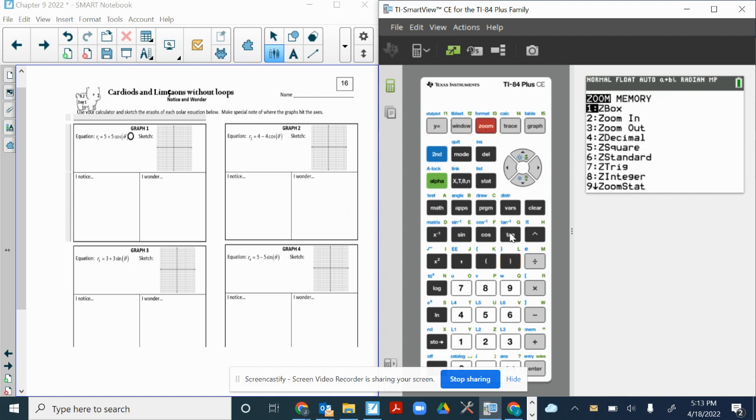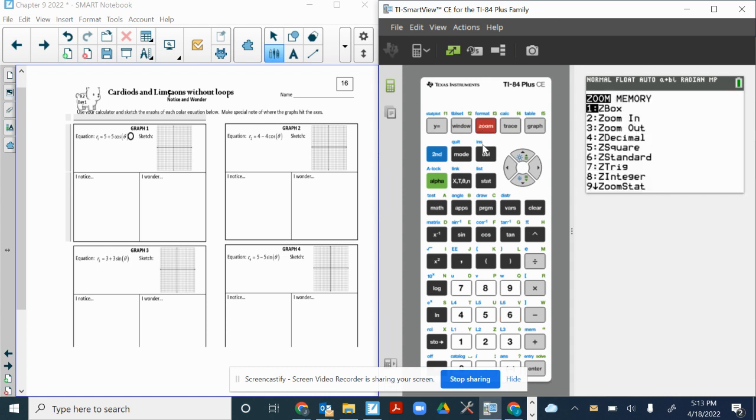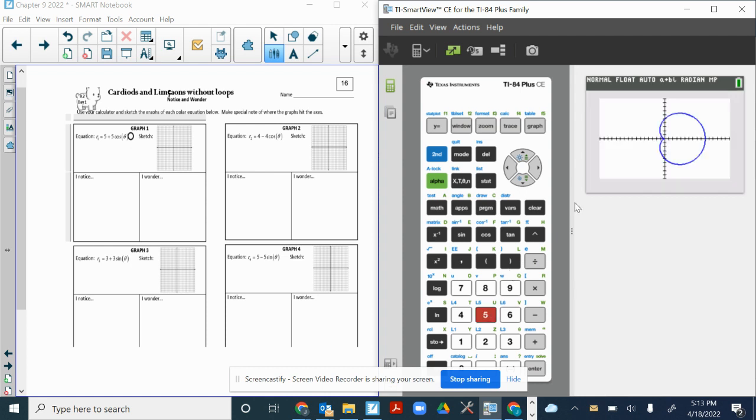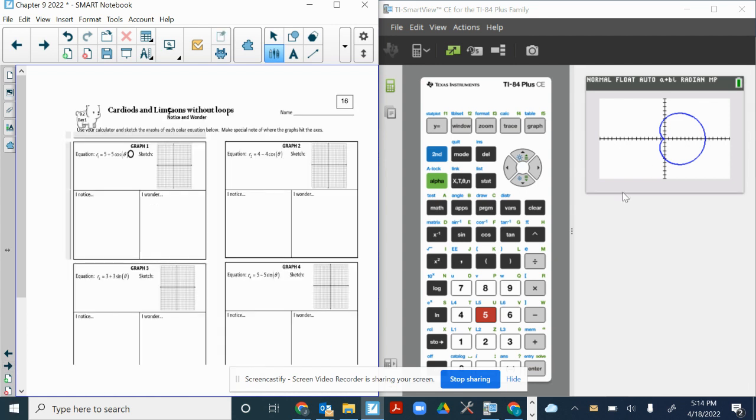And then you're going to hit zoom 6. And then what I would actually do after zoom 6 is hit zoom square, so zoom 5, just to make it look a little nicer. But you can see this is the shape, or very similar to the shape we just did on the previous page. I want you to look at, especially count the tick marks, and see if you notice any patterns, especially with the numbers. Draw a little sketch on here.